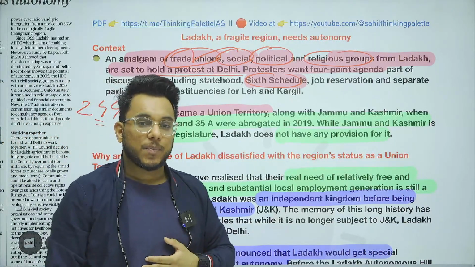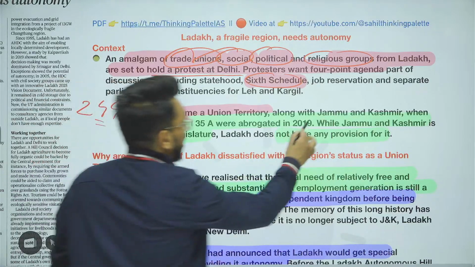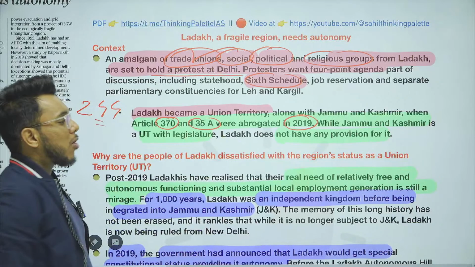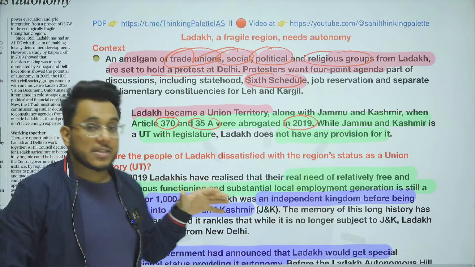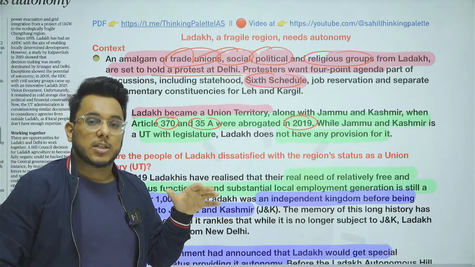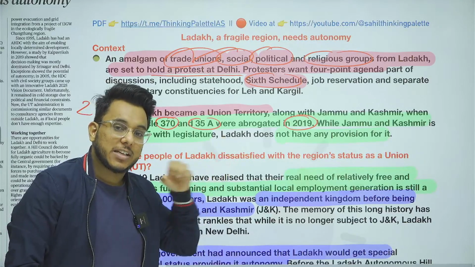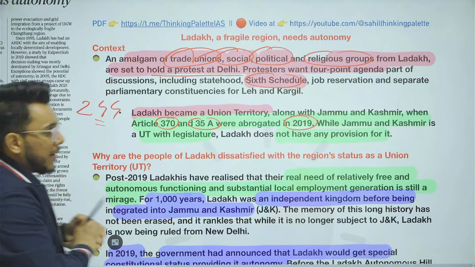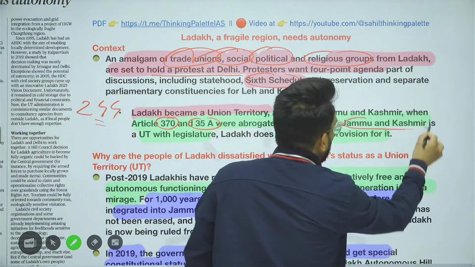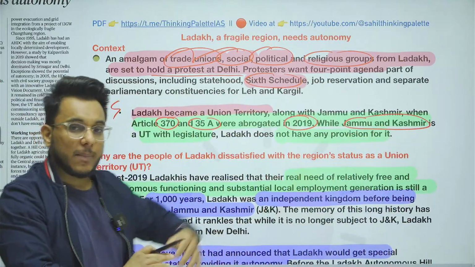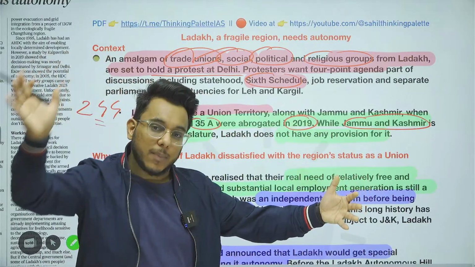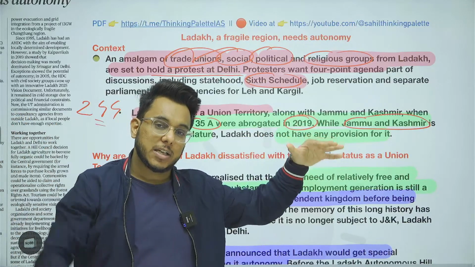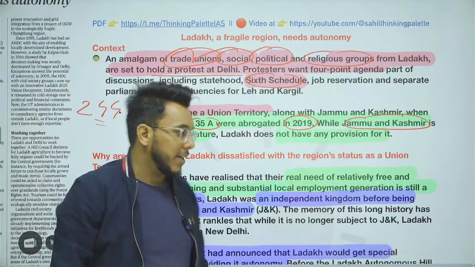Jammu and Kashmir, but we know that in 2019, Article 370 and Article 35A got abrogated, and the special status that was given to Jammu and Kashmir has been taken back. After this, what happened? Jammu and Kashmir and Ladakh got reorganized. Jammu and Kashmir became a union territory. Ladakh became one more union territory. Jammu Kashmir became a union territory with a legislature. Ladakh became a union territory without a legislature.